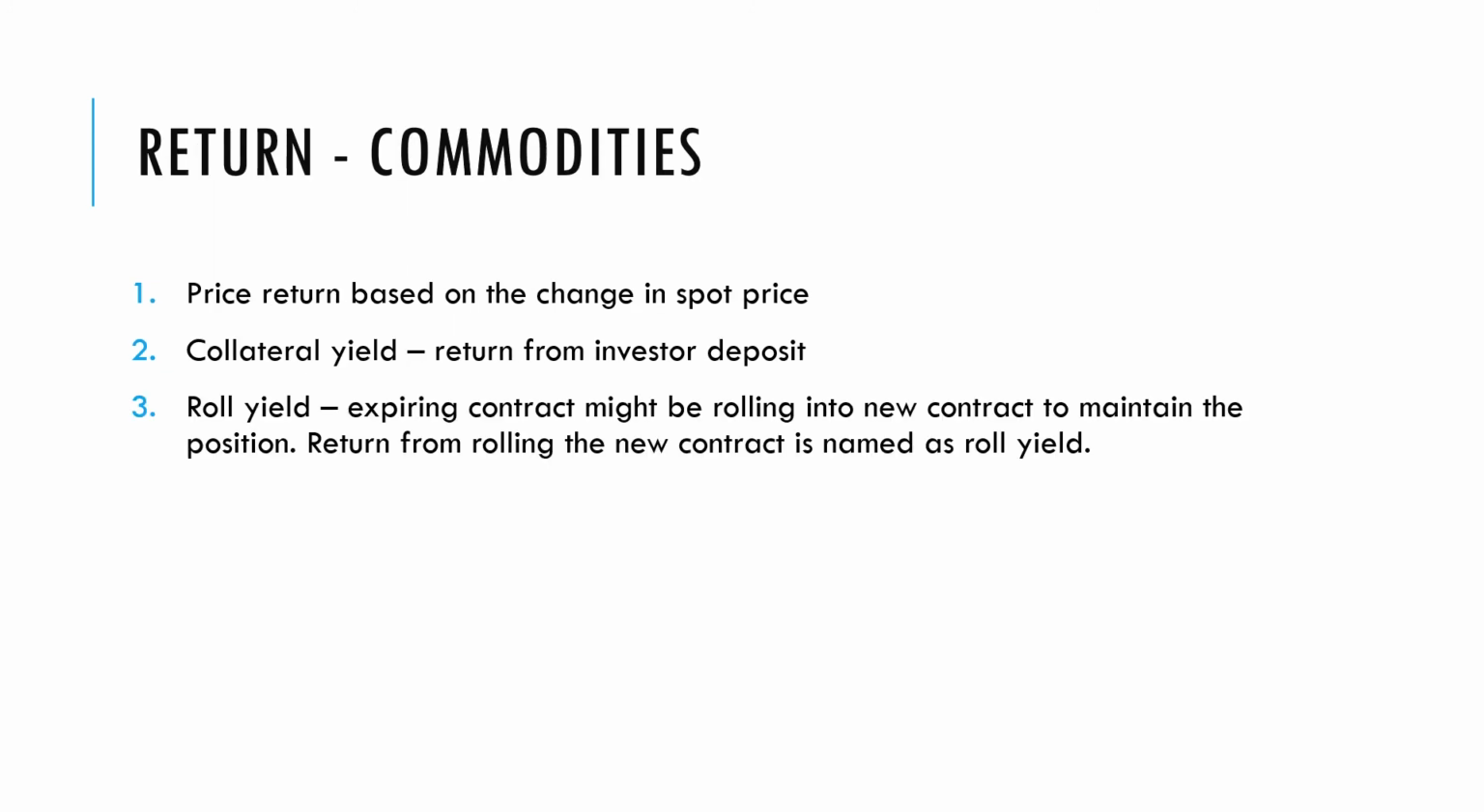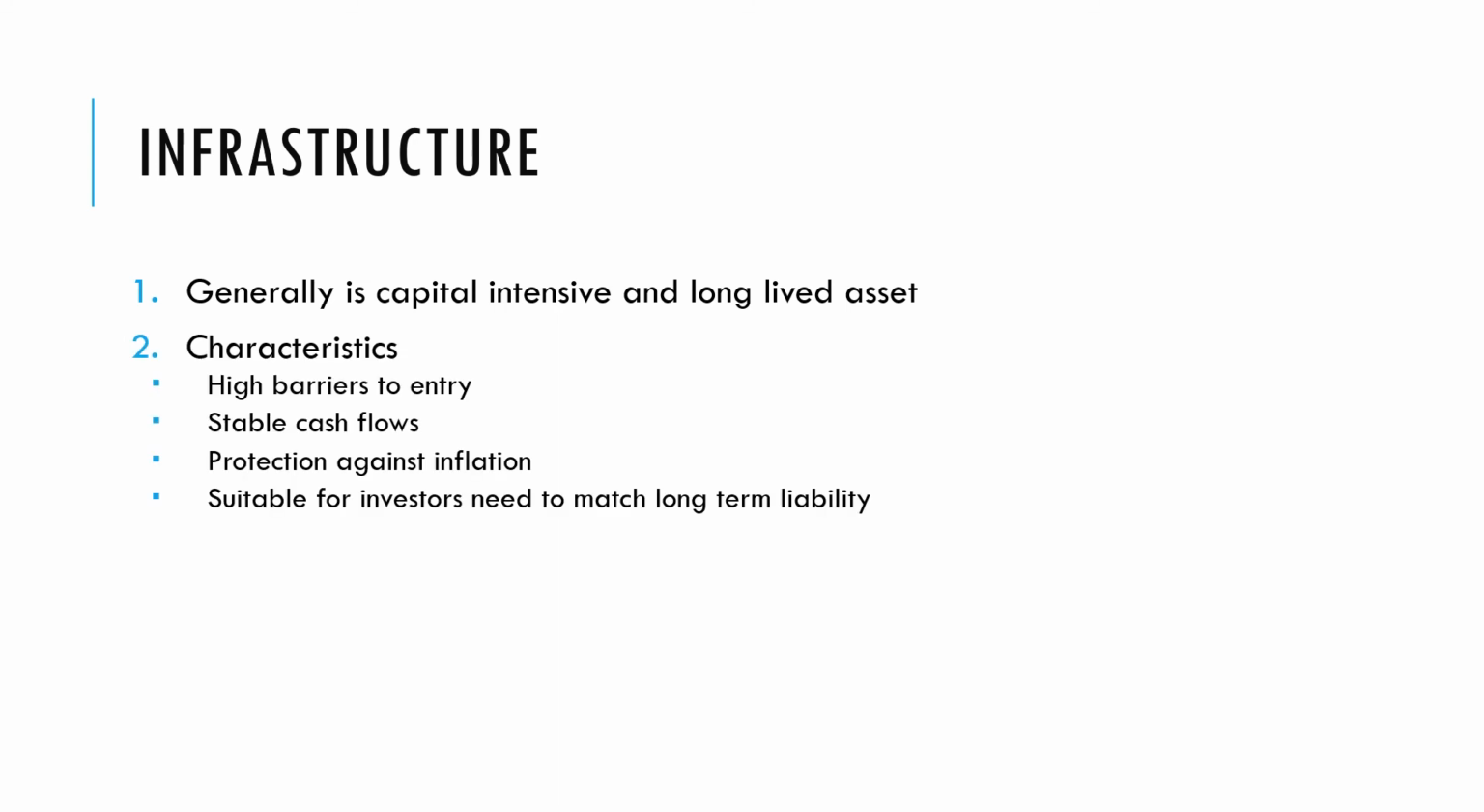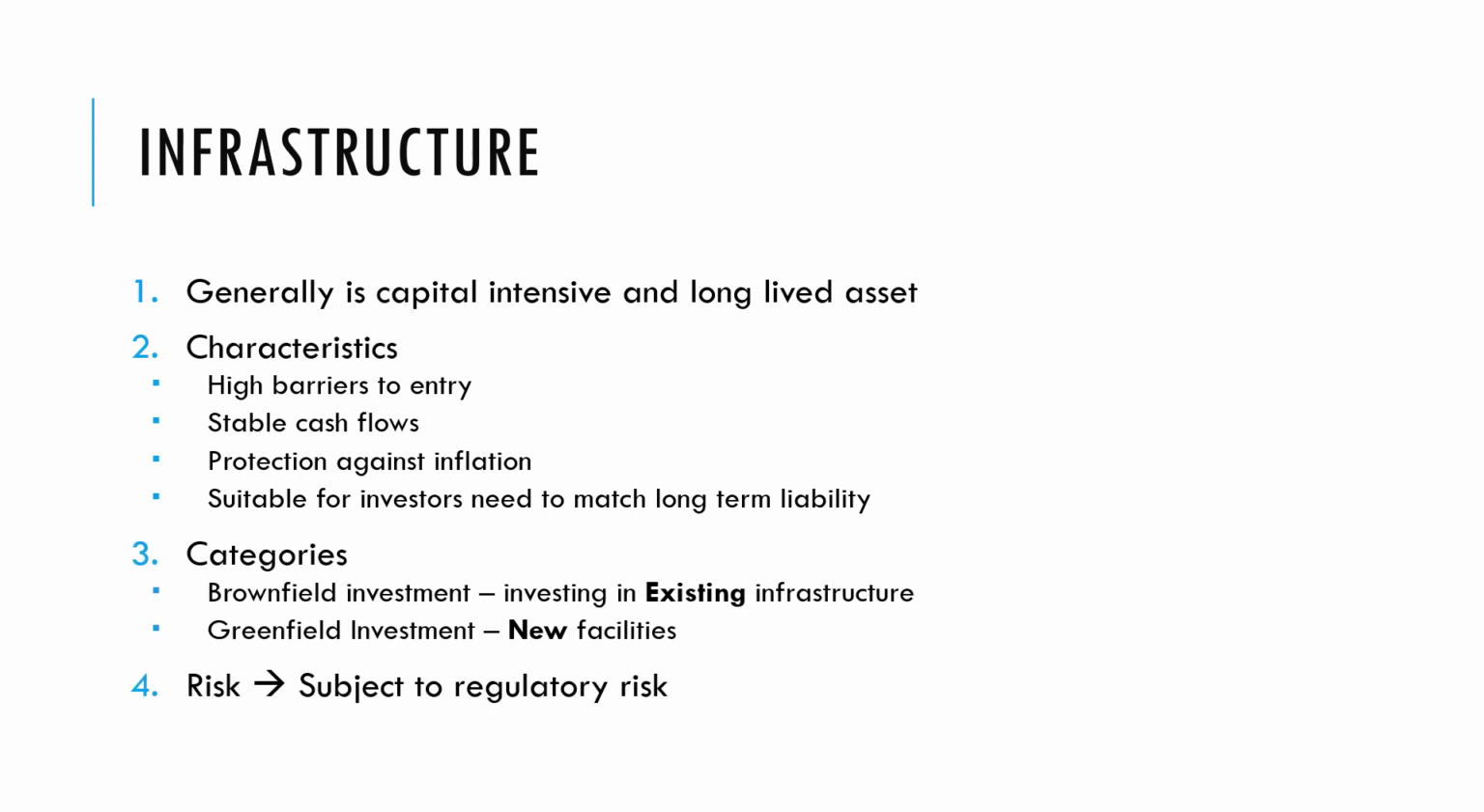Commodities return consists of the price return, collateral yield and roll yield. This question tests your understanding of various types of return in commodities. Infrastructure investment is generally capital intensive and the infrastructure is expected to last for a long time. It has a few characteristics such as high barriers to entry. Refurbishment or improvement on existing infrastructure is known as brownfield investment. Greenfield investment is for new investment.